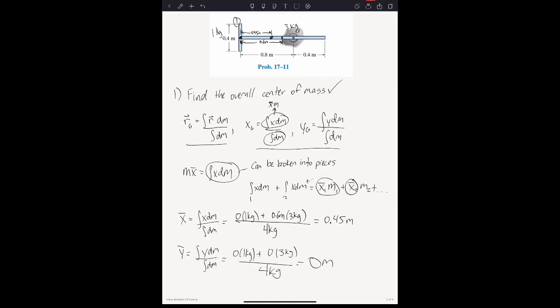The takeaways here, if I had to summarize this: to find the center of mass, you must break the piece into shapes that you know what the center of mass is, and then perform this calculation here.